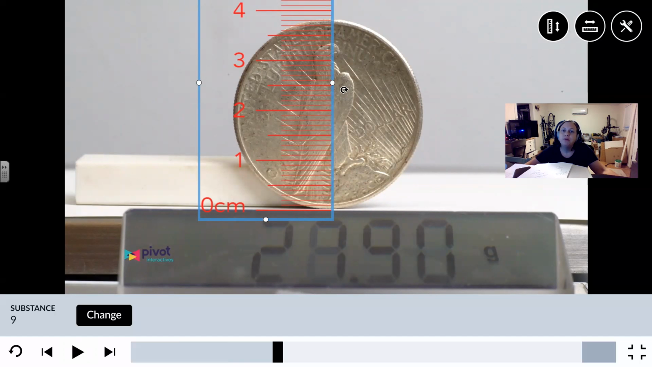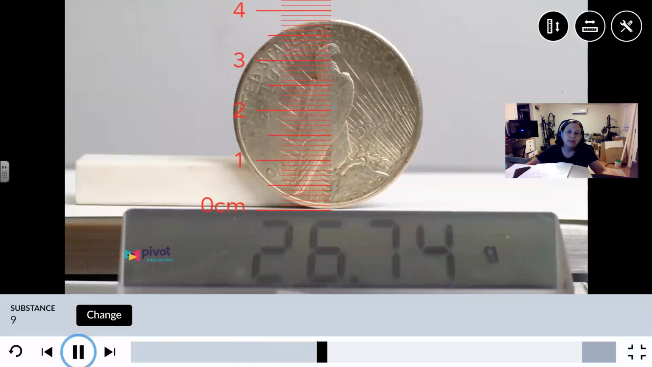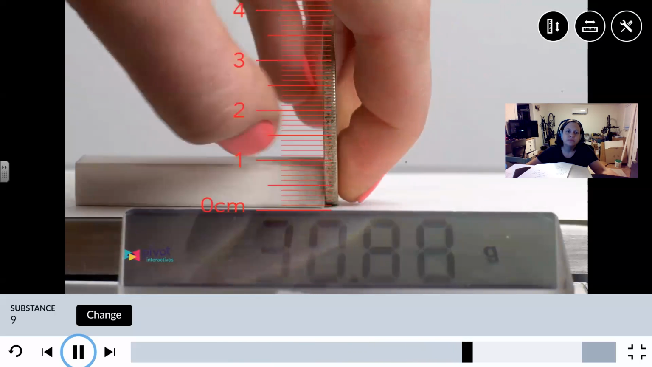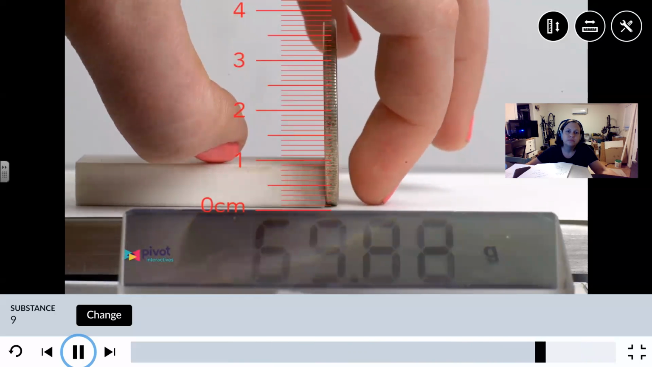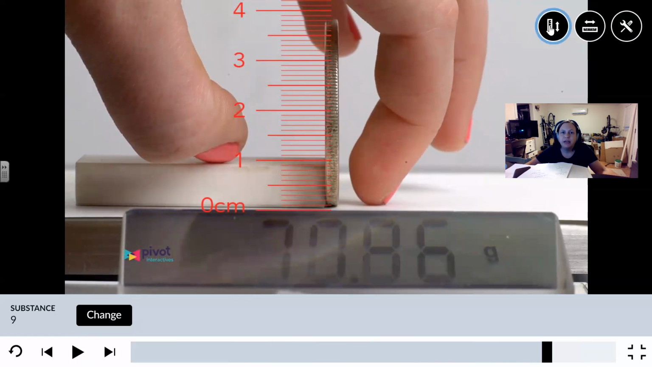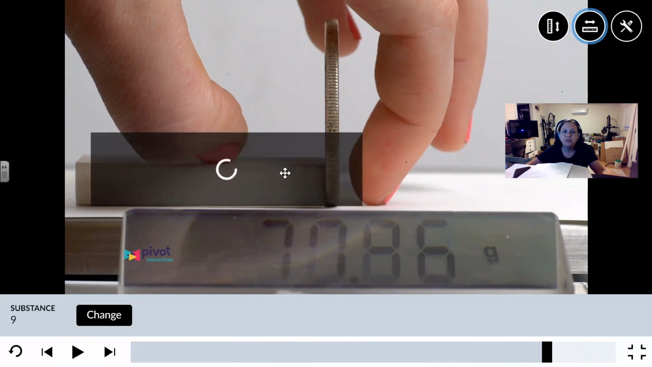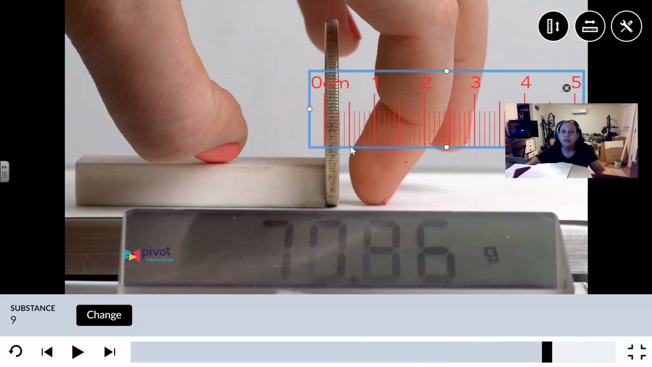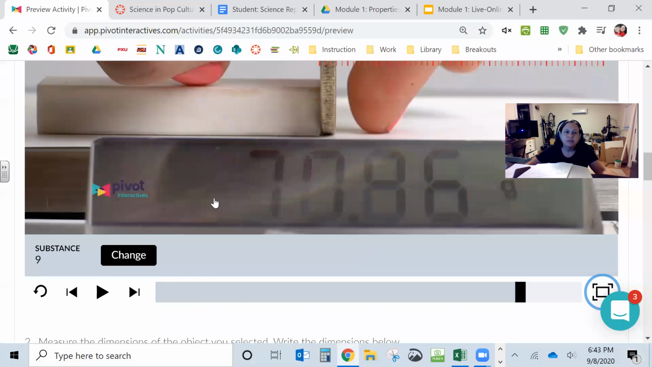To figure out the volume of this coin, I'm also going to need the width of the coin. If you continue playing the video, they reposition the object, so you can use the horizontal ruler and take your measurement that way. I believe I said this was 0.3 centimeters. After that, I also read the mass off the scale.